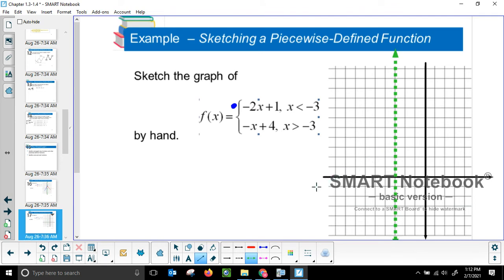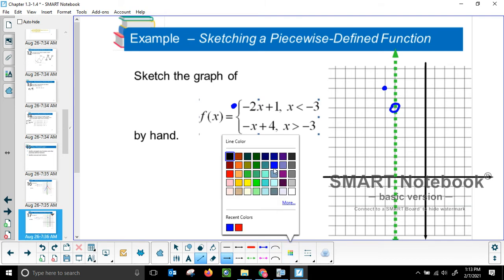So there is my dotted line. Back to my blue. Again, I take this number and I plug it in. So -2 times -3 is 6, plus 1 is 7. So I have the point -3, 7. This is just less than, so it's going to be an open circle. So -3, 7, open circle. Again, this is valid for values less than -3. So pick numbers less than -3. -4 is a nice easy one. If I plug -4 in here, I'm going to get 8 plus 1, which is 9. So -4, 9. Again, I can go ahead and put a line on here.